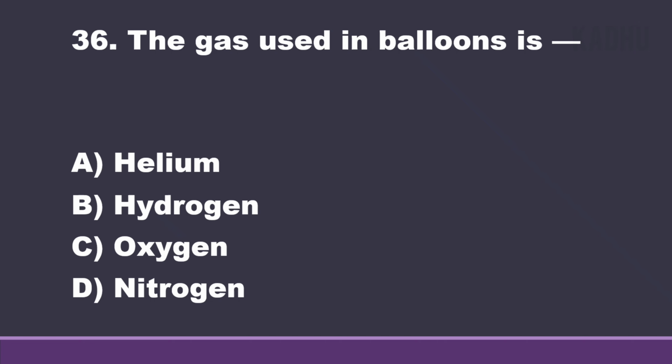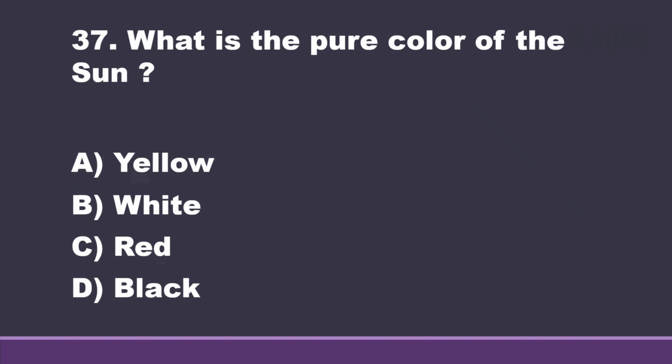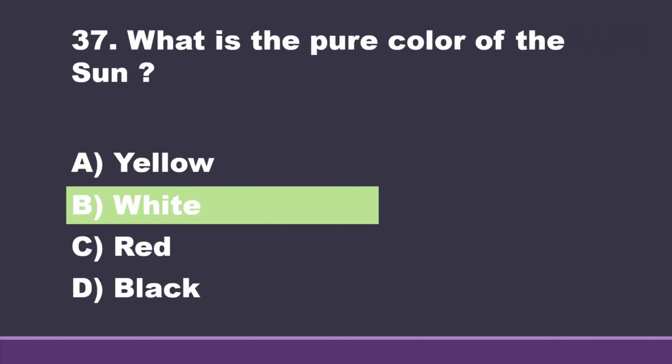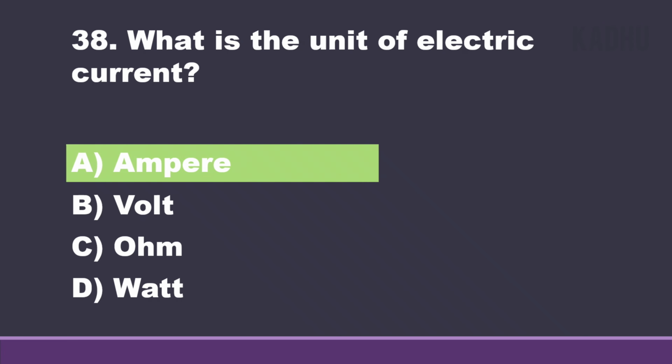The gas used in balloons is, option A will be the correct answer, helium. Helium is used in balloons. What is the pure color of the sun? Option B will be the correct answer, white is the pure color of the sun. What is the unit of electric current? For this question, option A will be the correct answer, ampere is the unit of electric current.